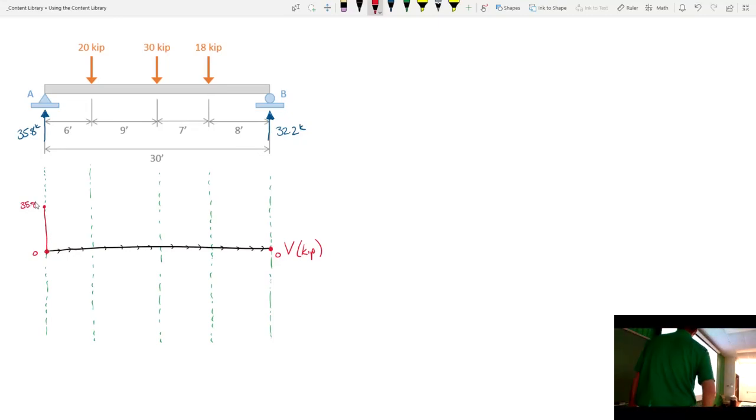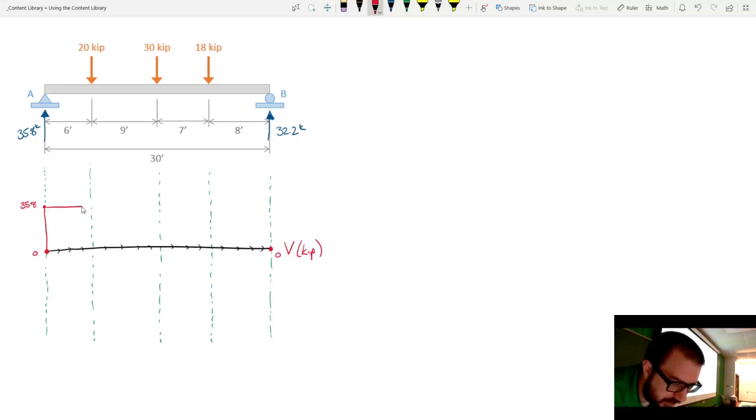That's what I see. Now, the next question I'm going to ask you is not a trick question, okay? How much load do you see on the beam between here and here? It's not a trick question. What's between here and here on the beam? Nothing. There's nothing there. So, I go up 35.8, and then nothing changes.